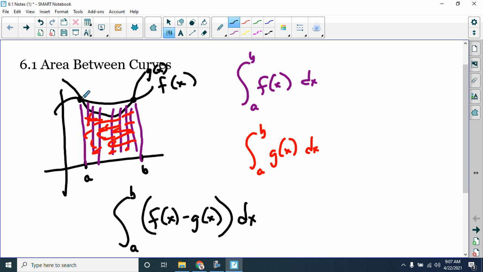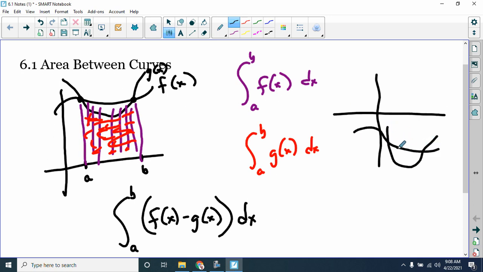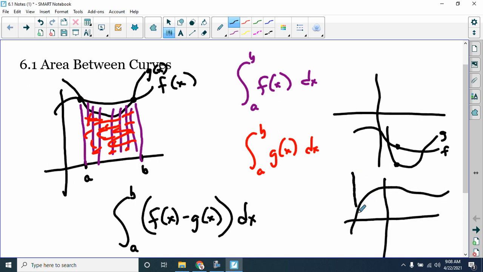It does not matter if both functions are above the x-axis like this, or if both functions are below the x-axis like that. It's still top function minus bottom function. If that's f and that's g, we would be doing f minus g. Or if one function's above the x-axis and one's below, something like that, you would find your intersection points, top function minus bottom function.